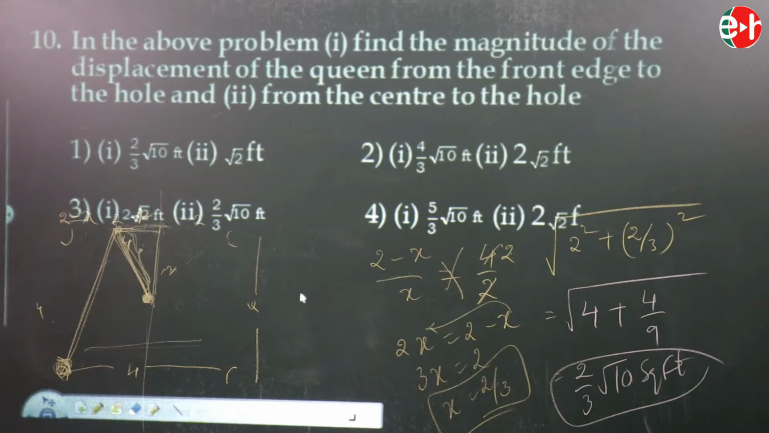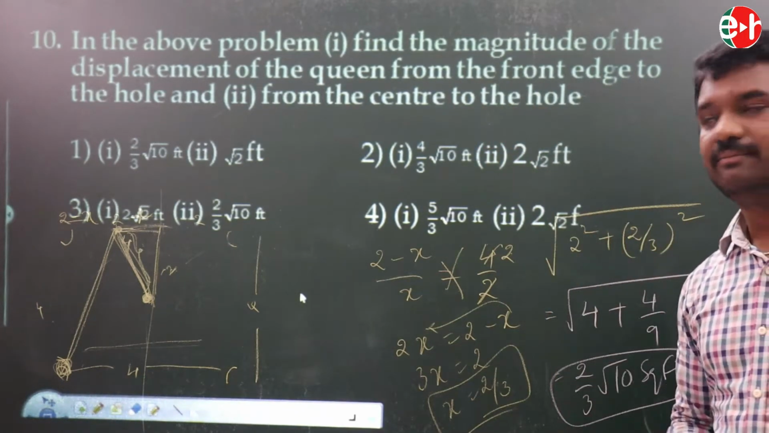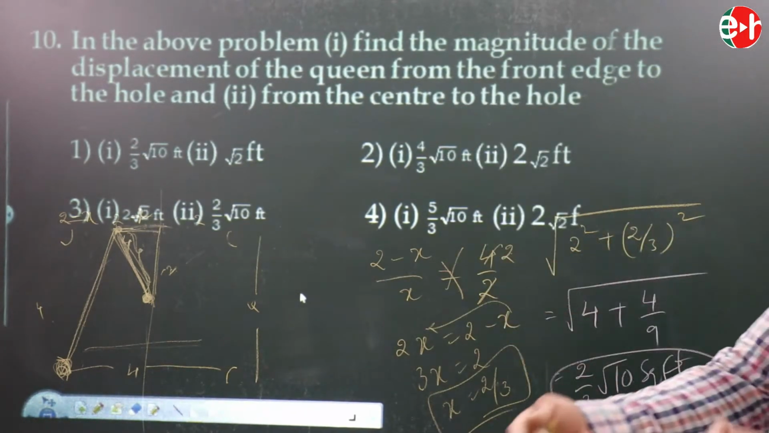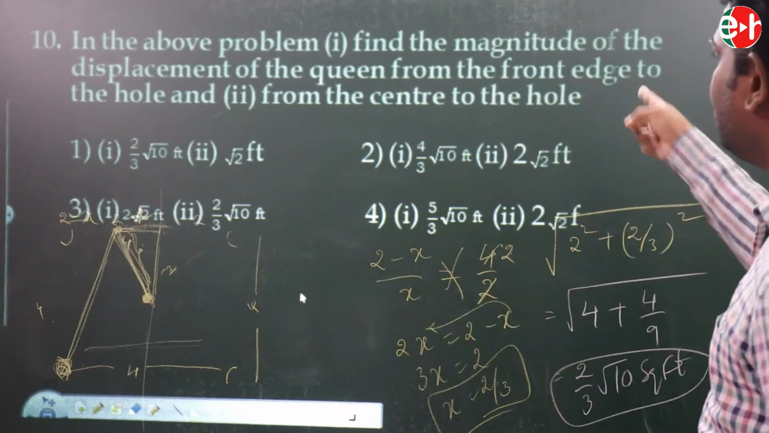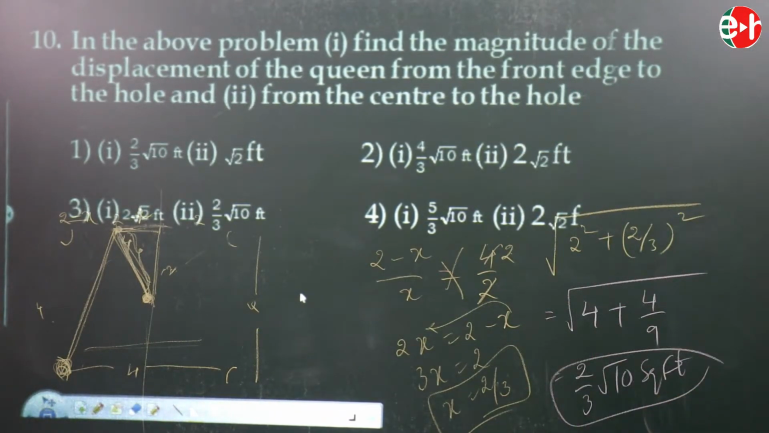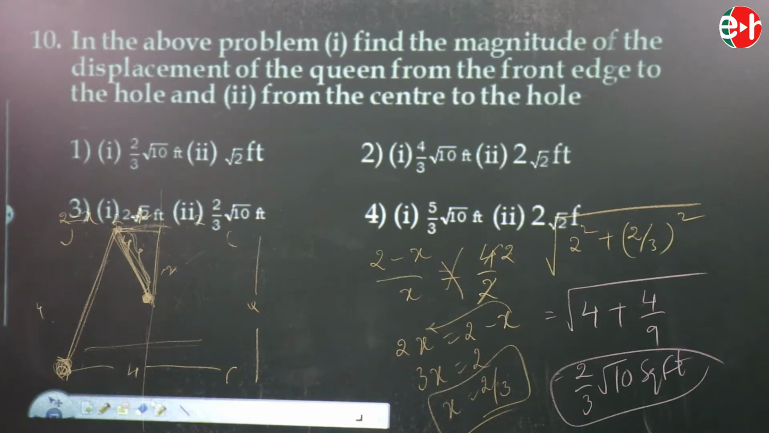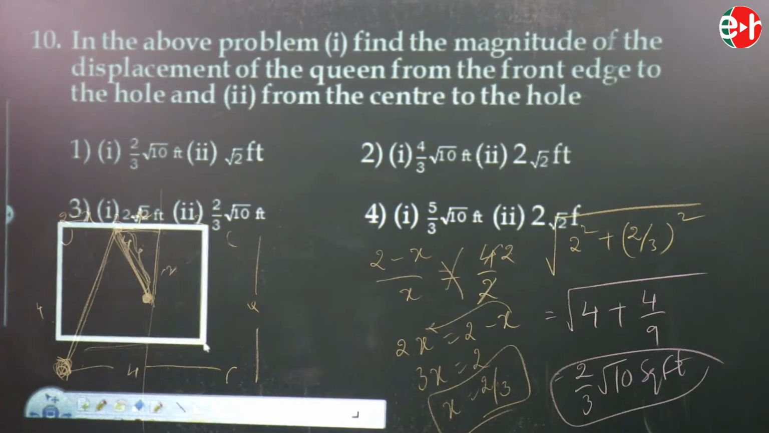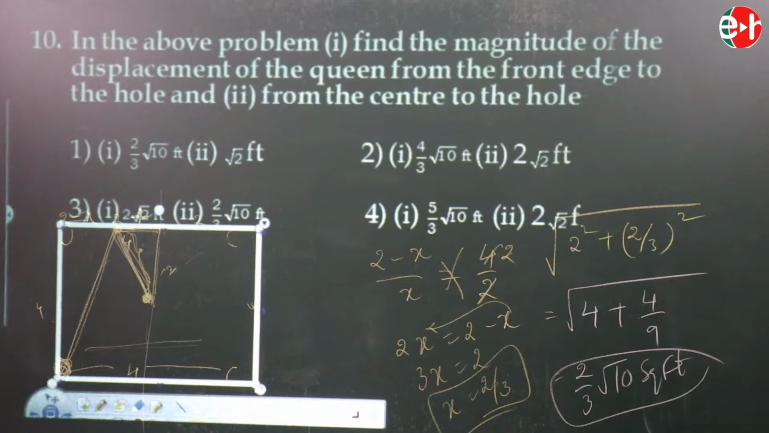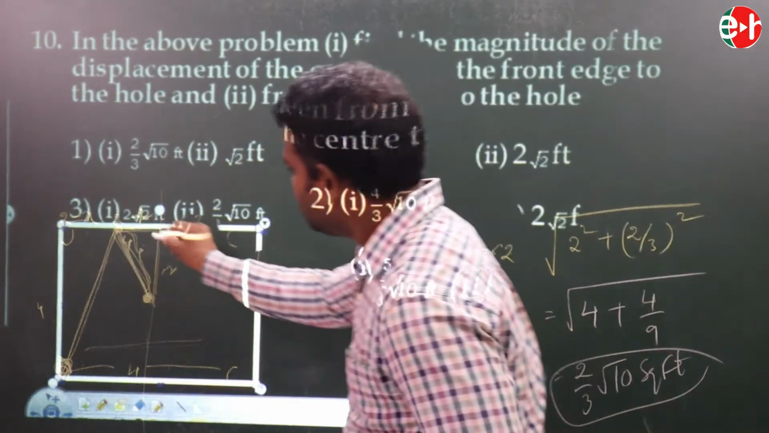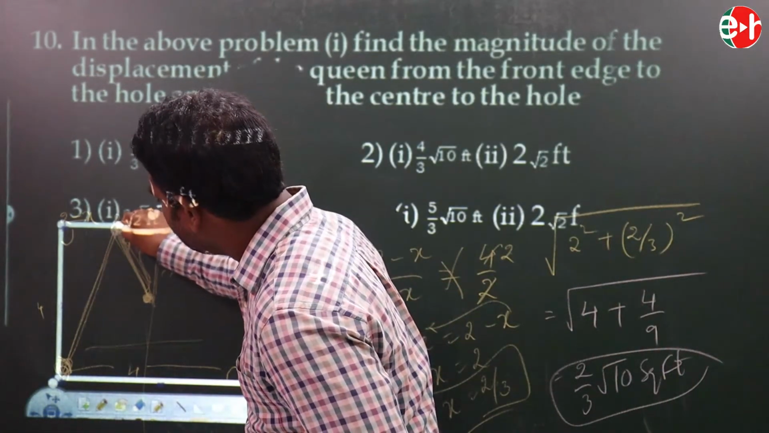Yeah, this is also related to the carrom board only. In the previous carrom board problem, find the magnitude of the displacement of the queen from the front edge to the hole. Now he is asking us to find the displacement from the front edge to the hole.